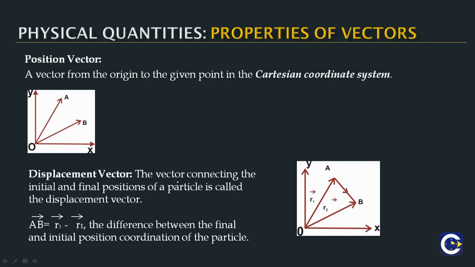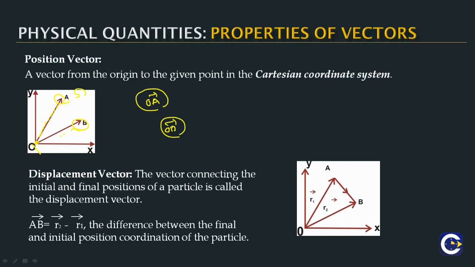Position vector. Position vector is basically, if you have a point in space, like in this particular diagram, there is point A and there is also point B. The vector that connects the origin to the particular point is called the position vector. In this case, OA bar represents the position vector of the particle A or the location A, and OB bar represents the position vector of the point B.